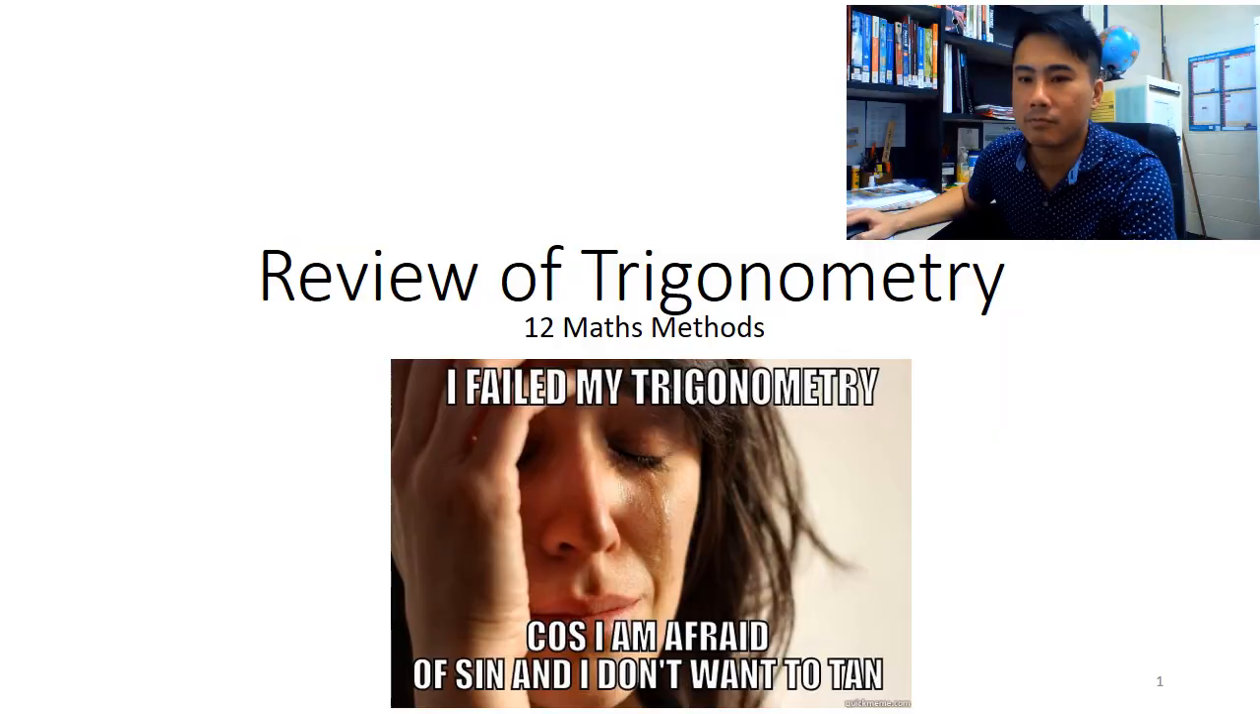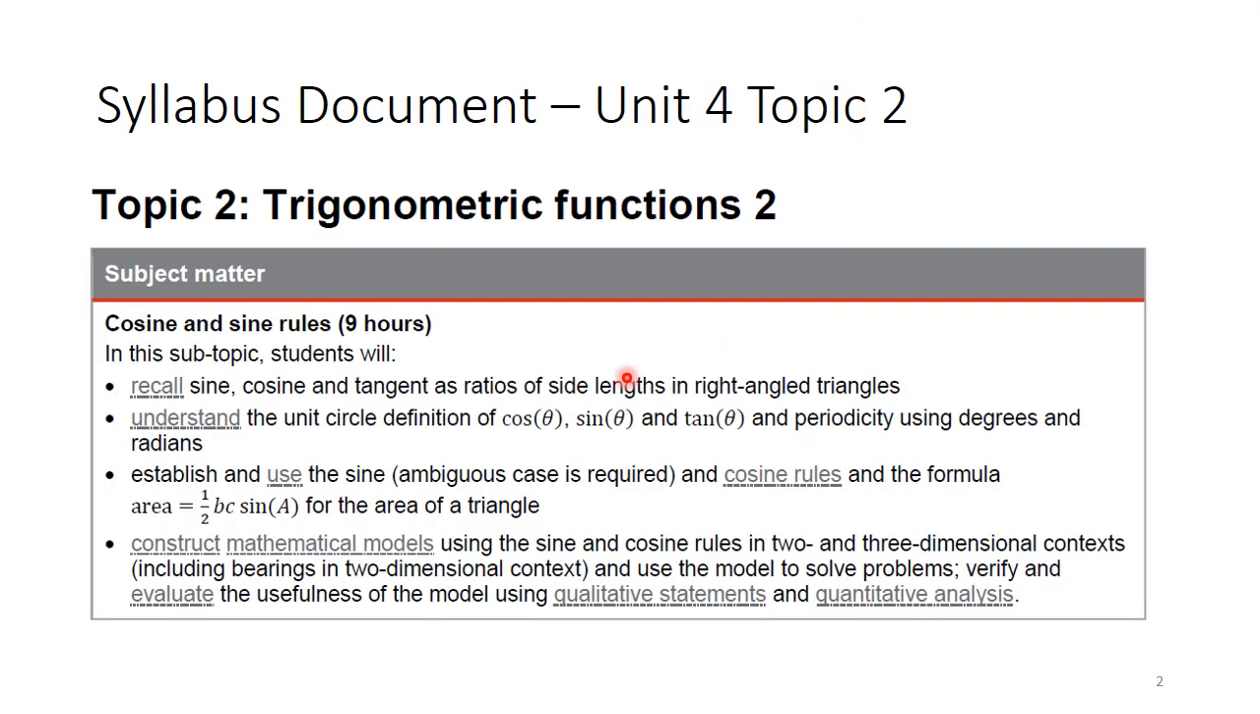Good luck! Right, back to our favorite document, the syllabus. So we're looking at unit 4 topic 2 now, trig functions 2. For this lesson, I would like to cover the first 2 dot points. Recall sine, cos and tangent as ratios of side lengths in a right angle triangle. That's year 9 maths. Nothing difficult. I'm not going to spend a lot of time on it.